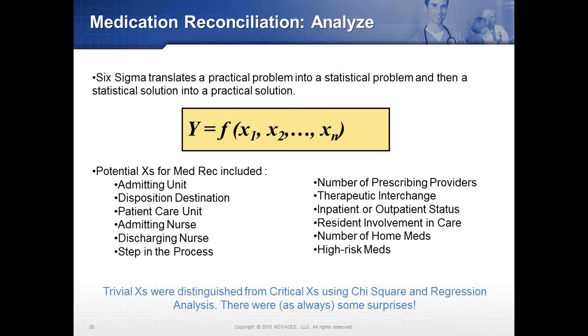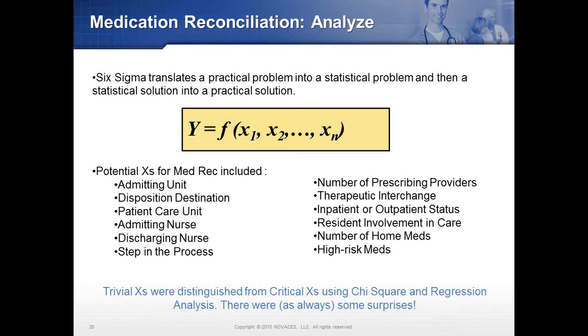Whether or not there was a resident involved in the care, this being a teaching hospital, was thought to be a predictor of a medication reconciliation error. I'll show you the stats on that in just a moment. The number of home meds, we knew from the literature, is associated with medication reconciliation errors, but we tested that ourselves. And there were some high-risk meds. We tested those as well.